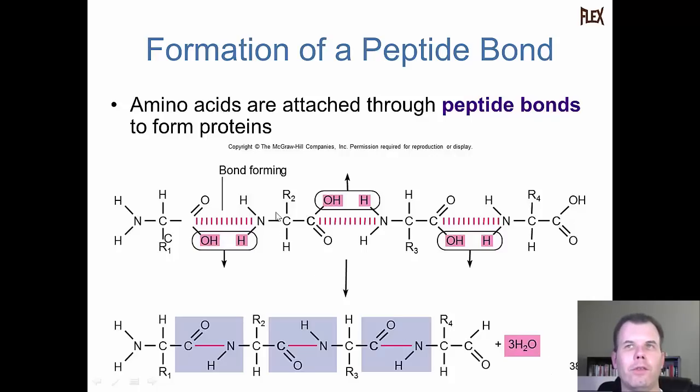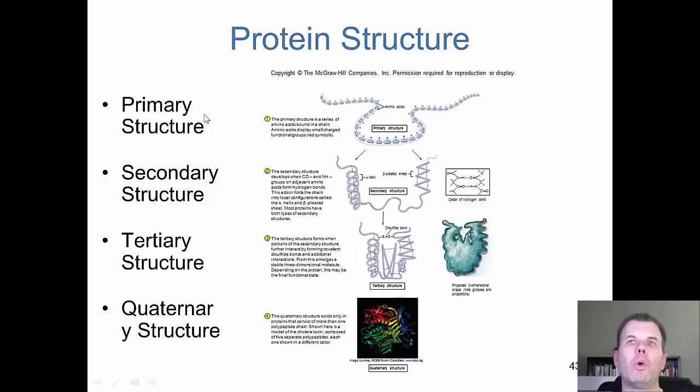So think of it this way. It's just drawn the other way, but here are your reactants. Here are your products. You have three reactants, one product, dehydration. You're taking water out, and it's a synthesis. Okay. So again, forming a peptide bond through dehydration synthesis, just like in carbohydrates, lipids, and nucleic acids, which all do the same thing. All right, one of the important things is knowing your protein structure.